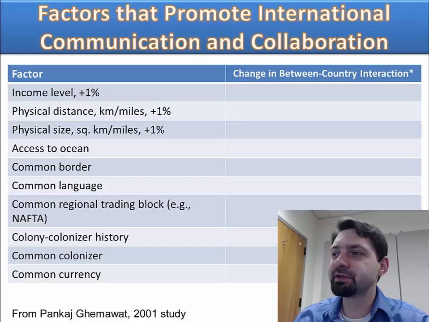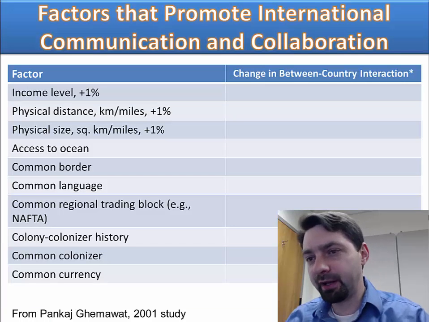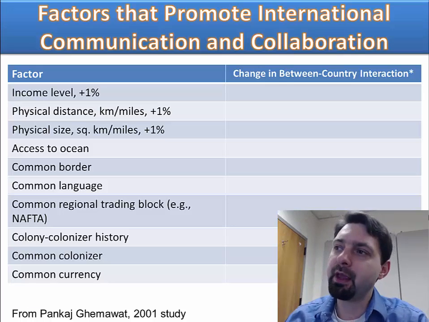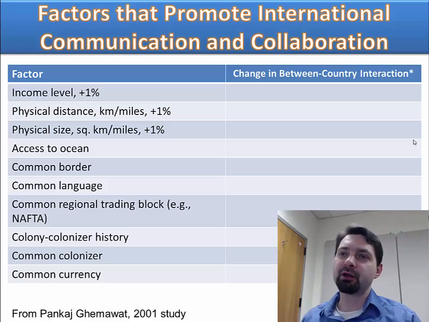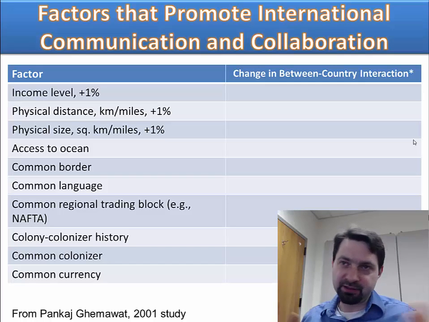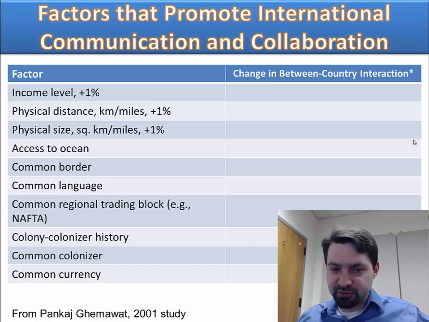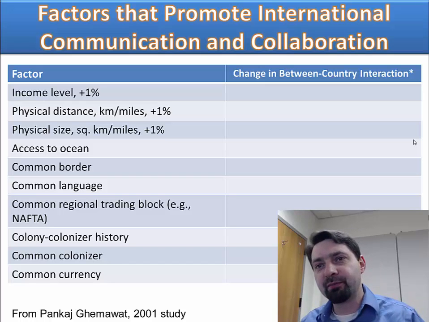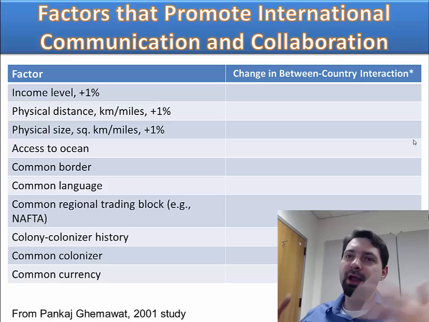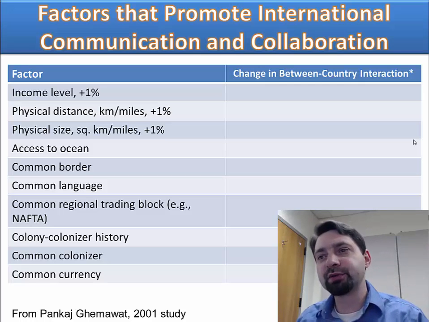Now, here's a very interesting study that I encourage you to read, and I have it in your optional readings folder. The study looked at how different factors contribute to the level of international trade. And so they had a whole range of things that could have an effect on international trade level, including things like the wealth of the nation, the distance between the two nations in kilometers, the size of the countries, access to the border, common border, access to the ocean, common language, all those kinds of things.